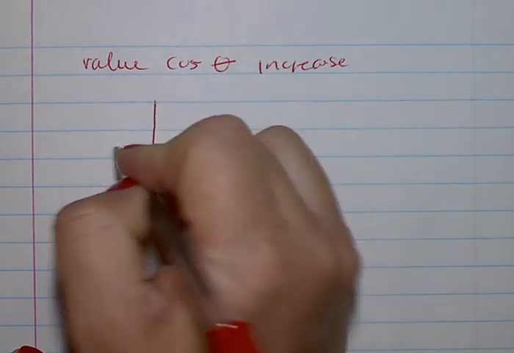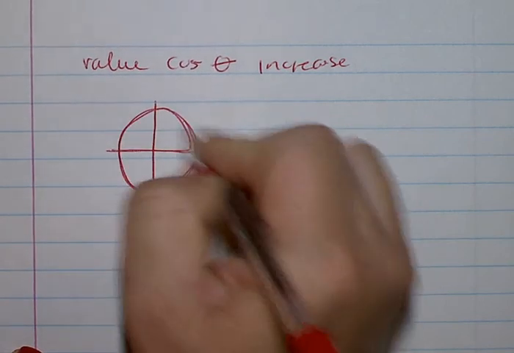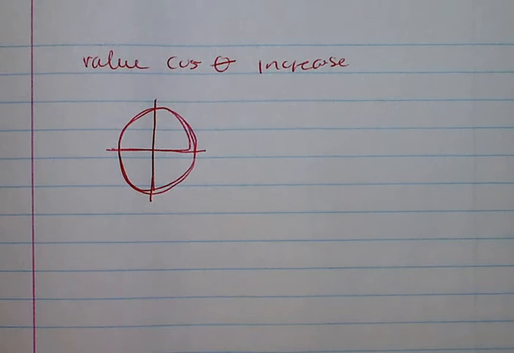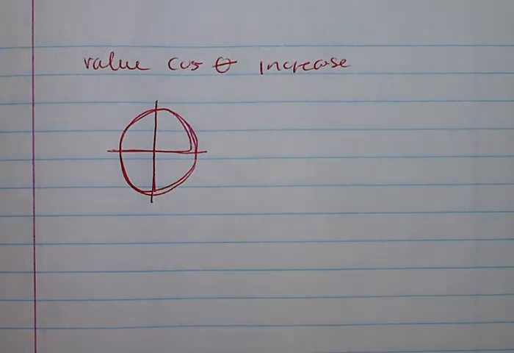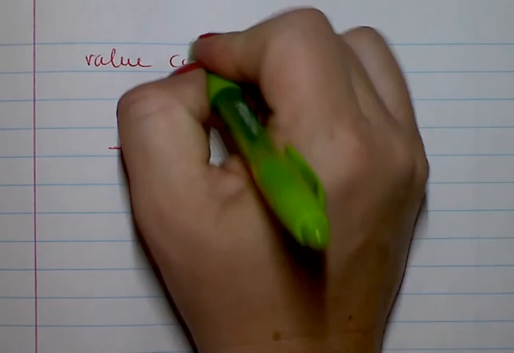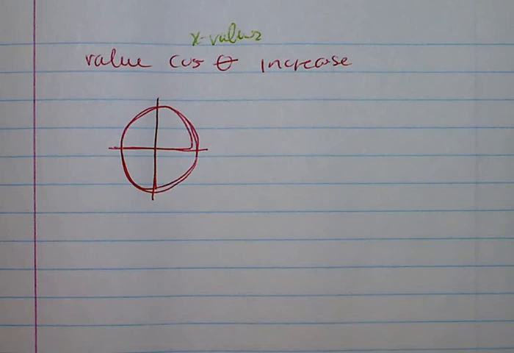So I think this is easiest to understand by visually drawing a circle. And again, we think of this as an x and y axis, but in trigonometry, remember, this is cosine and this is sine. So when you think of cosine, you need to think of x values. So here's my starting point.